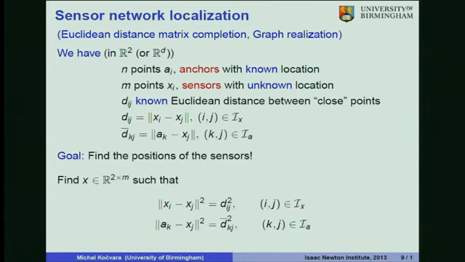I also know the distance between anchors and those nodes which are close to the anchor. So again, the distance of ak and xj only for some subset of k and j. So this is given, that set of distances, and I want to find xi. So it's a simple problem, a feasibility problem with these two equalities. I want to find xi, xj, such that this is satisfied for all ij, and that is satisfied for all kj.